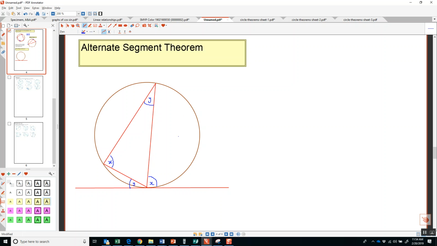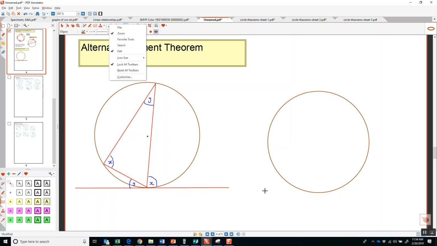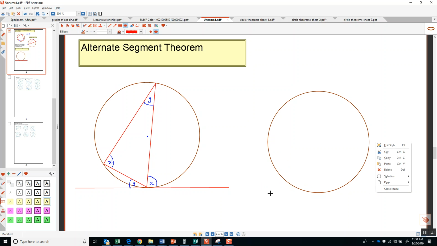What if your thing isn't drawn like that? You redraw it. So it doesn't really matter how you go about drawing it. If I just do another one, so that's still a tangent.